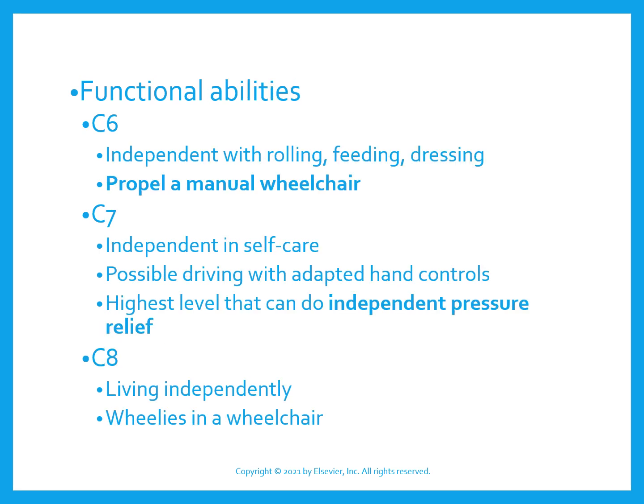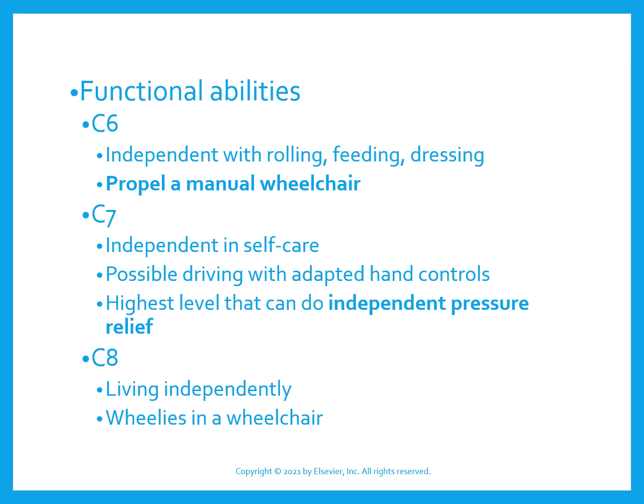Patients with injury at C6 are going to be independent or can achieve independence with rolling, feeding, and dressing. Again, this is going to require intervention, but this is their functional ability. And they also have the ability to propel a manual wheelchair, typically with some modification, but C6 is going to be the first level where we're going to start thinking about, okay, we can look at manual wheelchairs instead of power mobility for these patients.